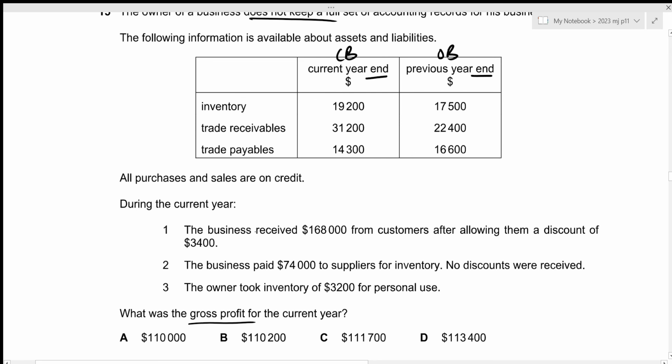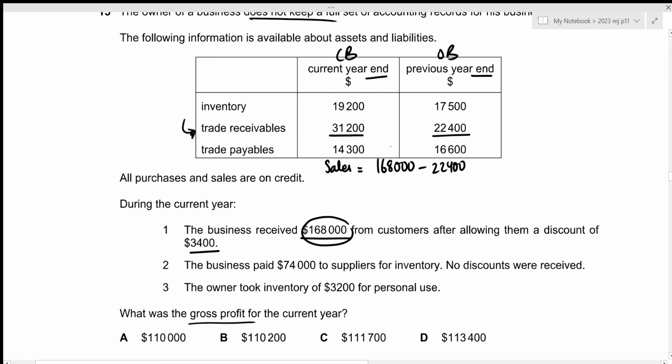Okay, so during the year, the business received 168,000 from customers after allowing them a discount of 3,400. Okay, we definitely need our figure for sales. So let's start with the amount that we received from customers. That's 168,000. Then we need to incorporate our trade receivables. So we have our opening balance of trade receivables to be 22,400. Remember that this is the credit sales that we made in the previous year, which should not be included as part of our sales in the current year. So we'll subtract 22,400.